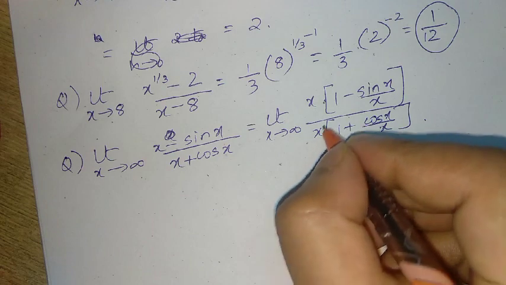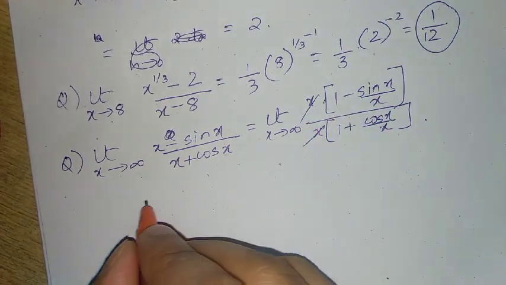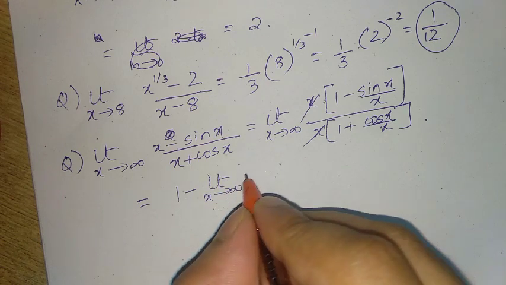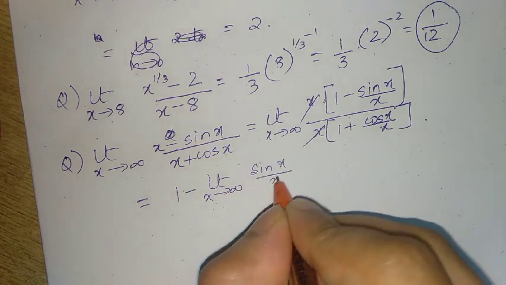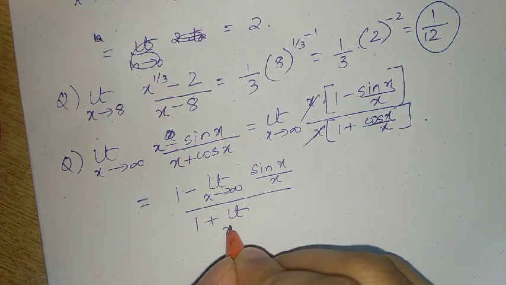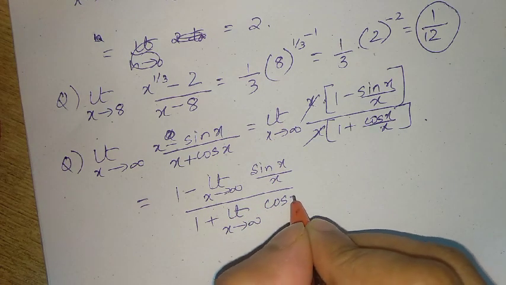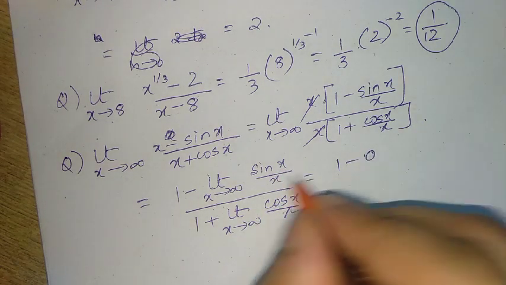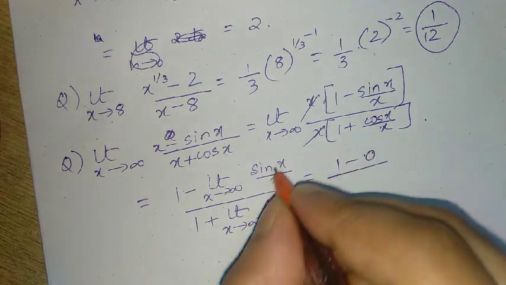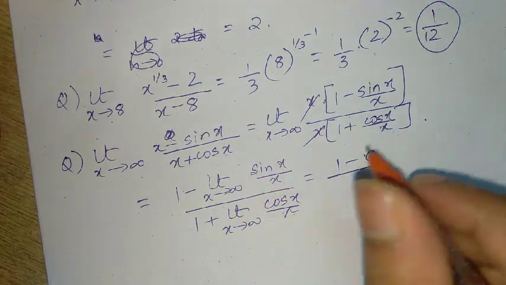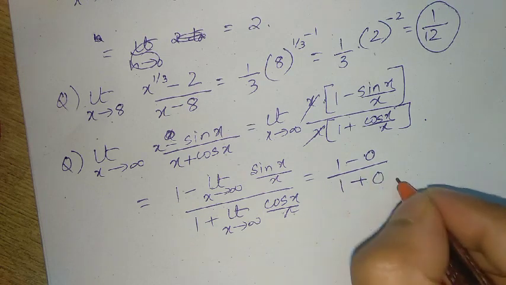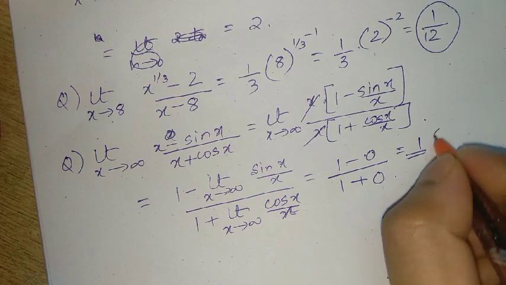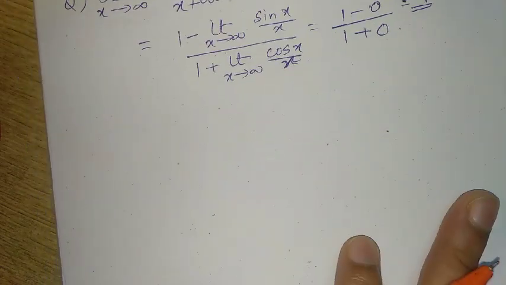Okay, so x and x will get cancelled, and in the next step we will have 1 minus, we can take the limit inside, x tends to infinity, limit of sin x by x divided by 1 plus limit x tends to infinity cos x by x. This is nothing but 1 minus limit x tends to infinity of sin x by x, which is equal to 0, because sin x is finite and x is infinite. And limit x tends to infinity cos x by x is also equal to 0. So the answer is 1. Okay, so these were a few basic limits.